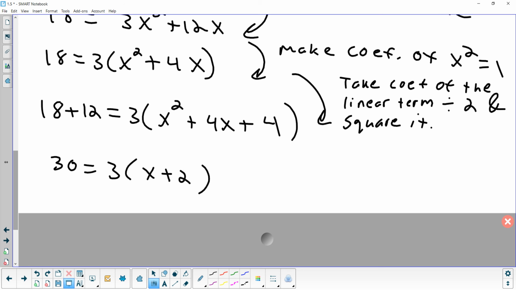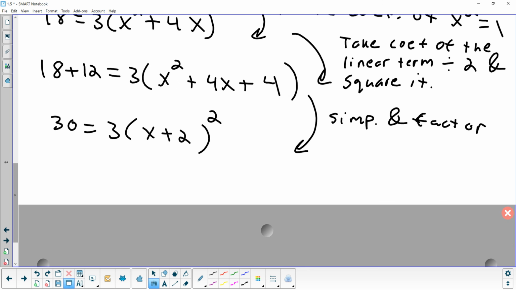Instead of writing x plus 2, x plus 2, I'm going to write it like that: x plus 2 squared. So from here, what did I do? Yes, I simplified and factored it. Simplify and factor.